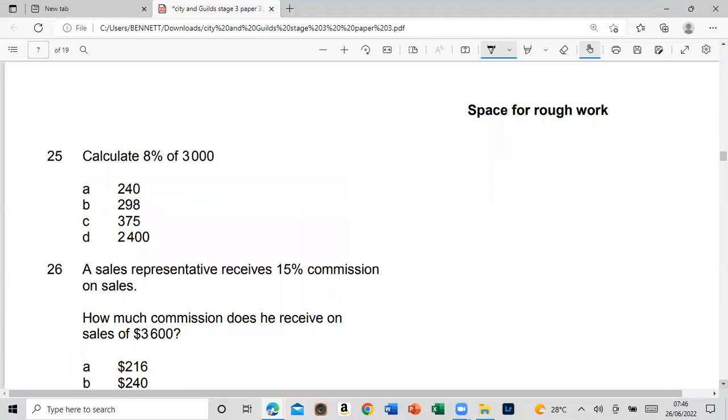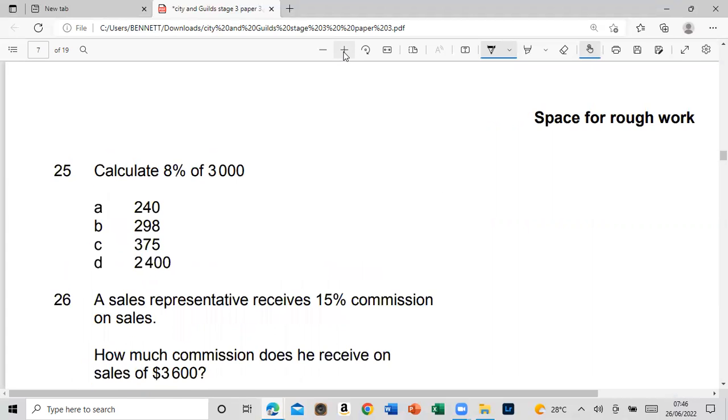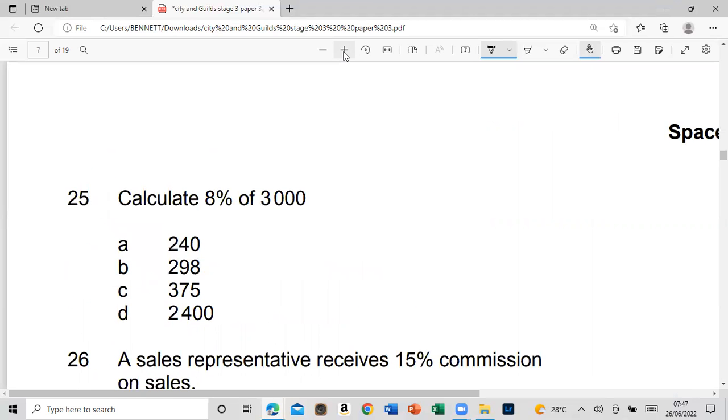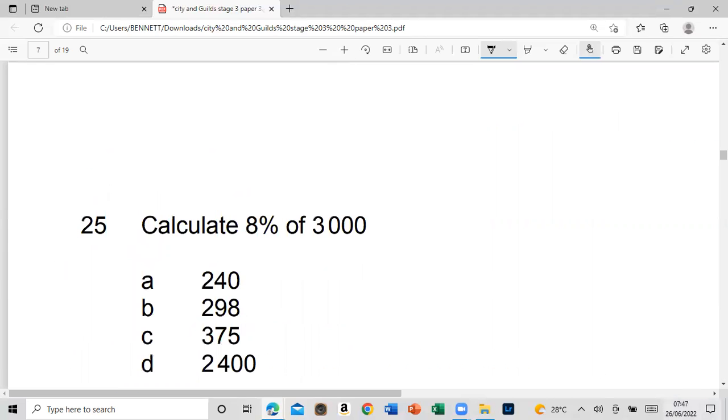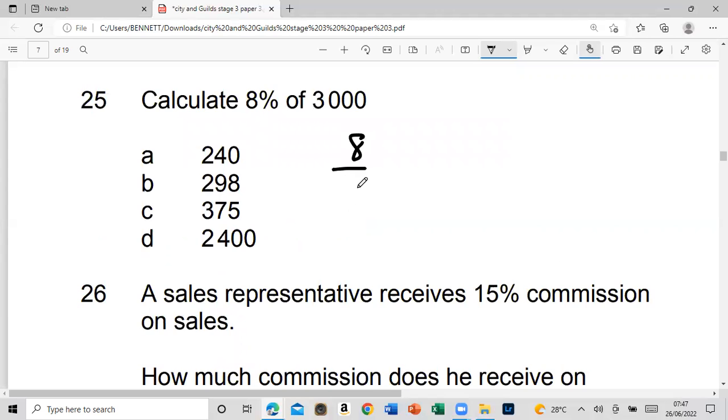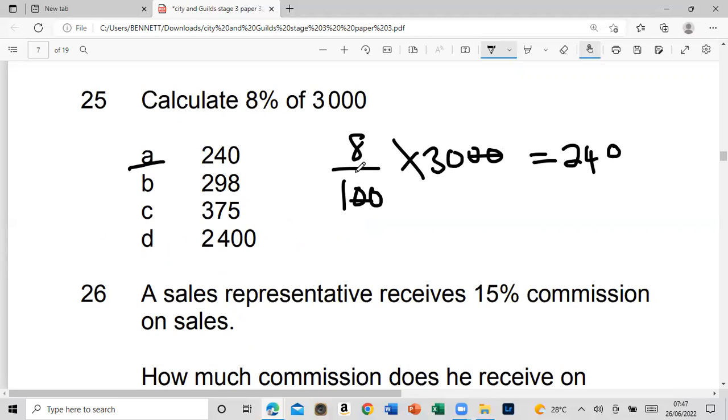All right, 25 says calculate 8% of 3,000. What does percent mean? Percent means out of 100. So that's 8 out of 100 times 3,000. You can divide by 100. 8 times 30. 8 3s are 24. So that's 240.